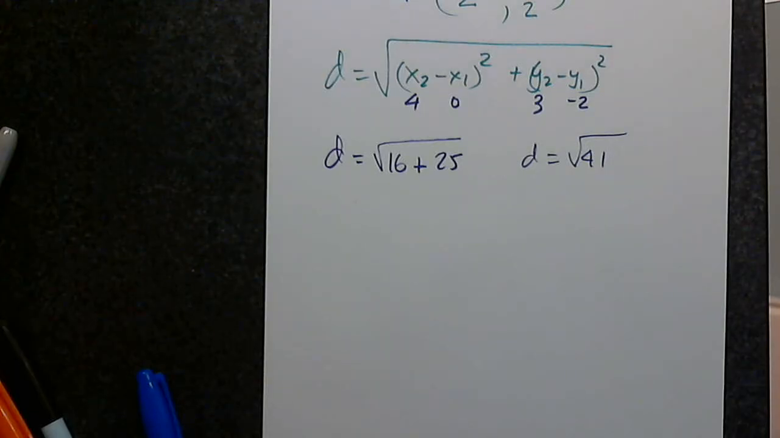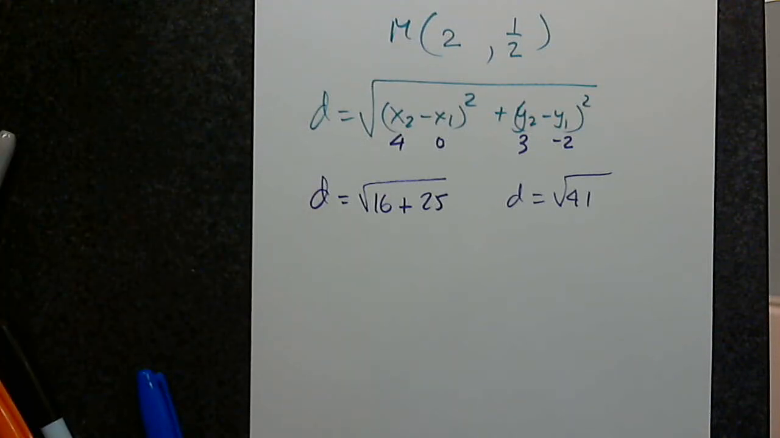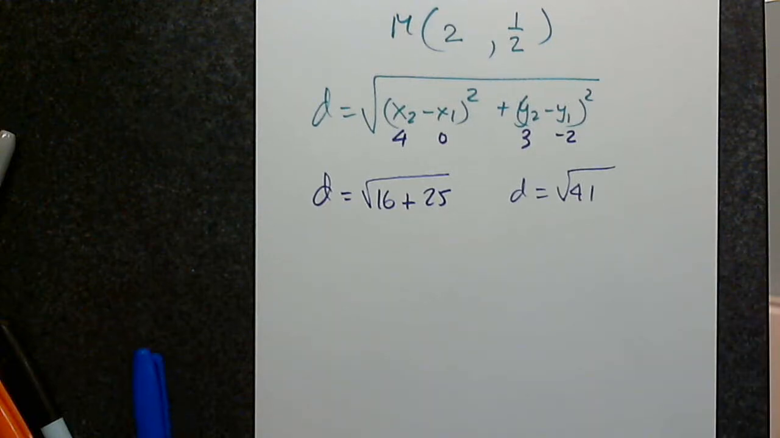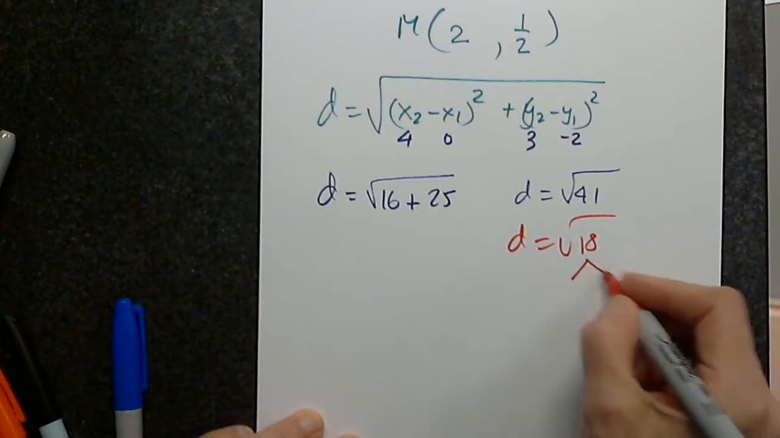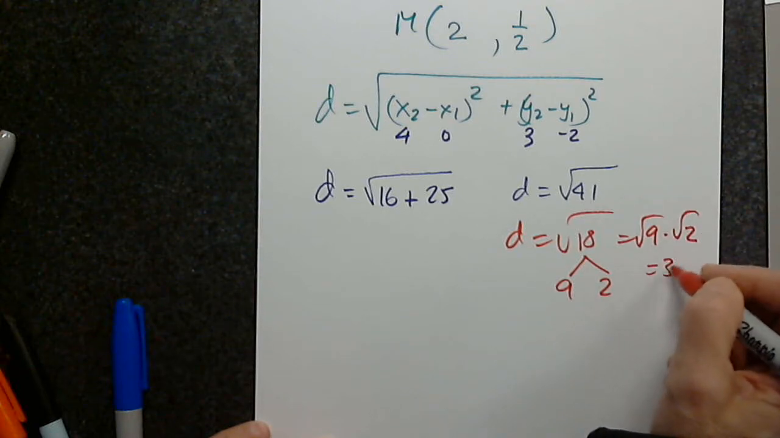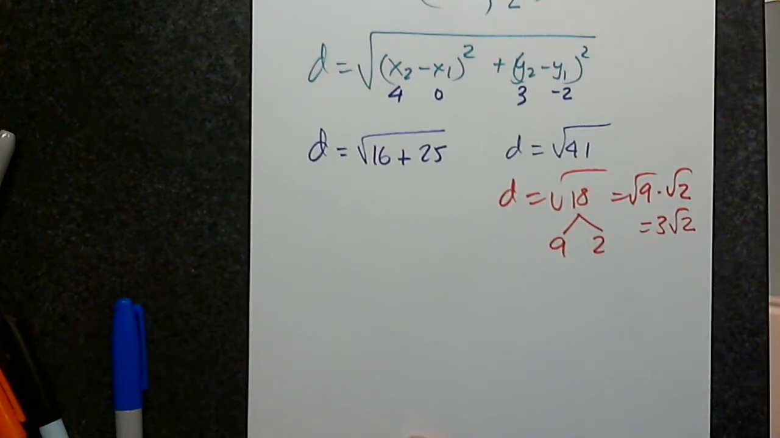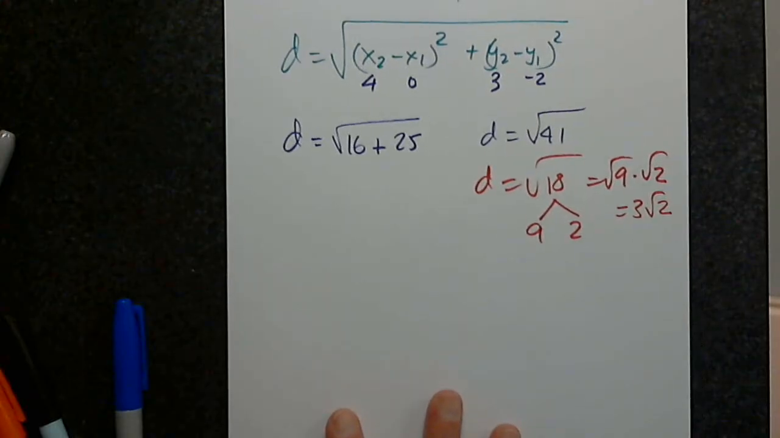In my math lab, they would ask first for this exact form and then the approximation. I don't really care for that, but if it's asking, you just put it in the calculator. 41 is a prime number, so we can't simplify it. But if it were the square root of 18, I would expect you to write 9 and 2, and write the square root of 9 times the square root of 2, which is 3 square root of 2. I would love to see that.